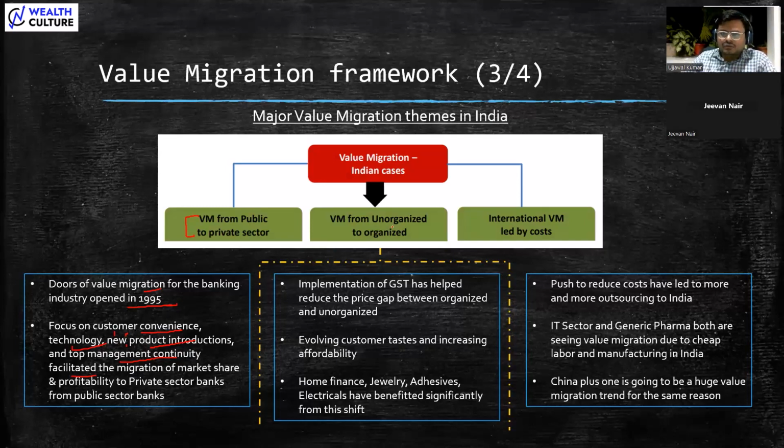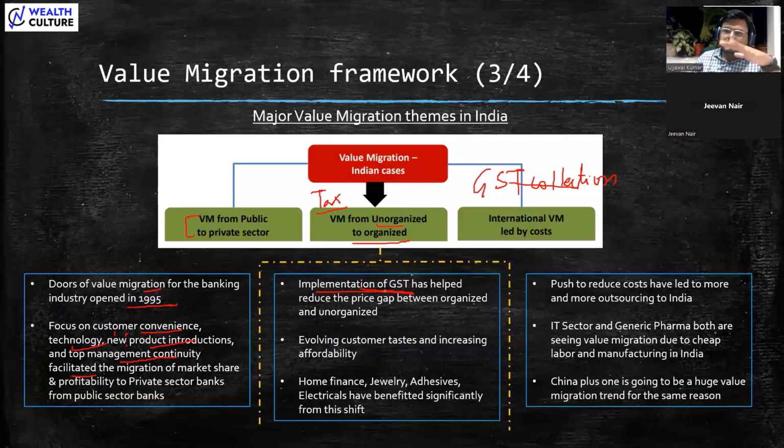What we are now seeing very actively, and you will see that in the current GST collection month on month, right? It is clearly visible in the GST collection numbers. There's a lot of shift from unorganized to organized. And the biggest reason why that is happening is the implementation of GST. A lot of companies and organizations were not paying tax before, because of which they were cheaper than the organized players. Because of GST, that difference in pricing has come down significantly.